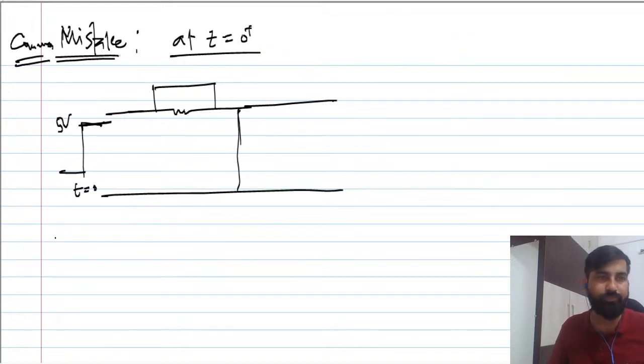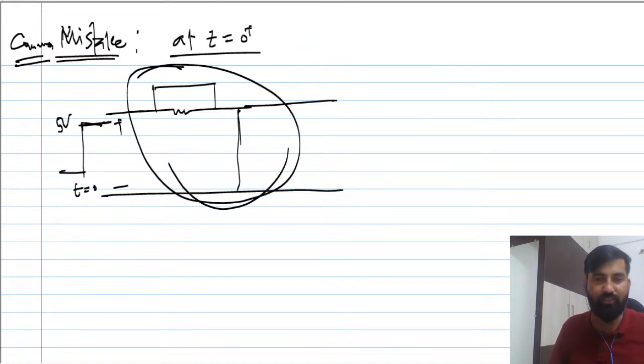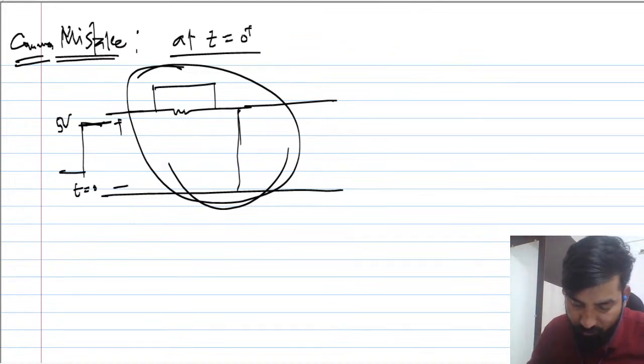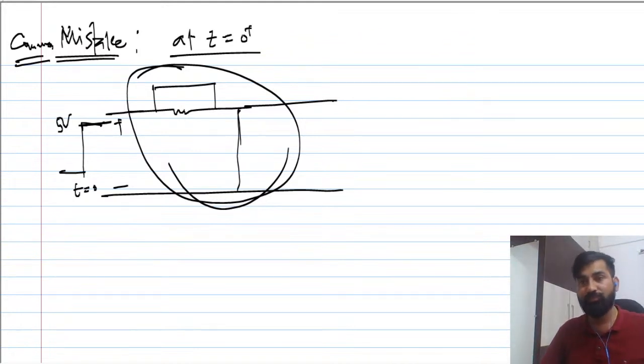ठीक है, so what will happen guys, you are applying 5 volt across this, and the voltage here is what? Voltage here is 0. So violation of KVL will happen. That you have to always keep in mind. Violation of KVL will happen. So I don't want KVL to violate.